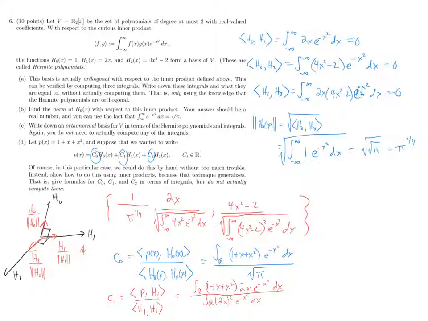And finally, C2 is the inner product of P and H2 divided by the inner product of H2 with H2, which is the integral over the real line of (1 plus x squared) times, what's that other function, H2 is 4x squared minus 2, times e to the minus x squared dx, over the inner product of this thing times itself, so that is (4x squared minus 2) squared over the real line, e to the minus x squared dx. And there we have it.